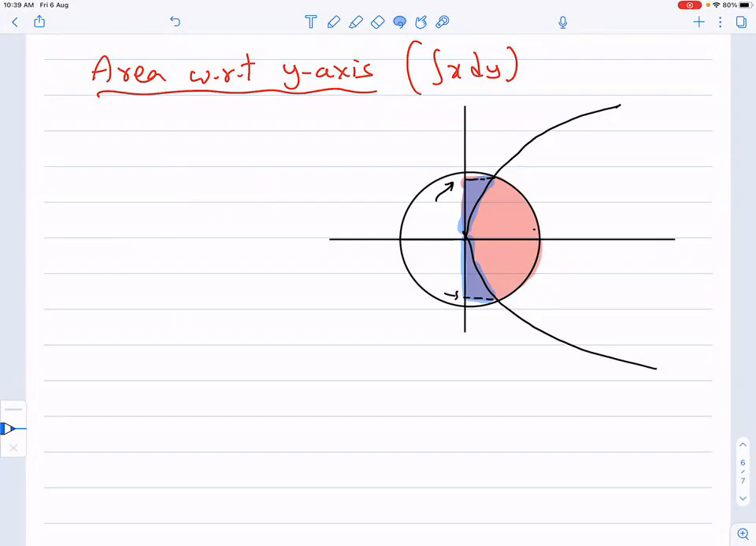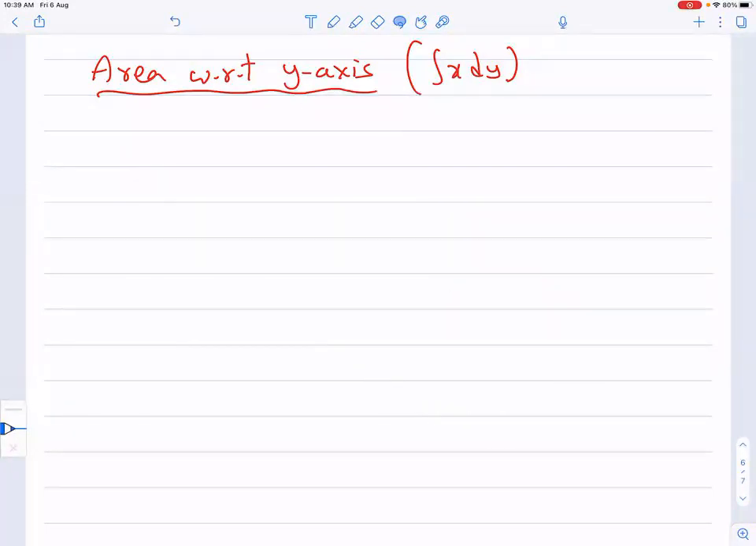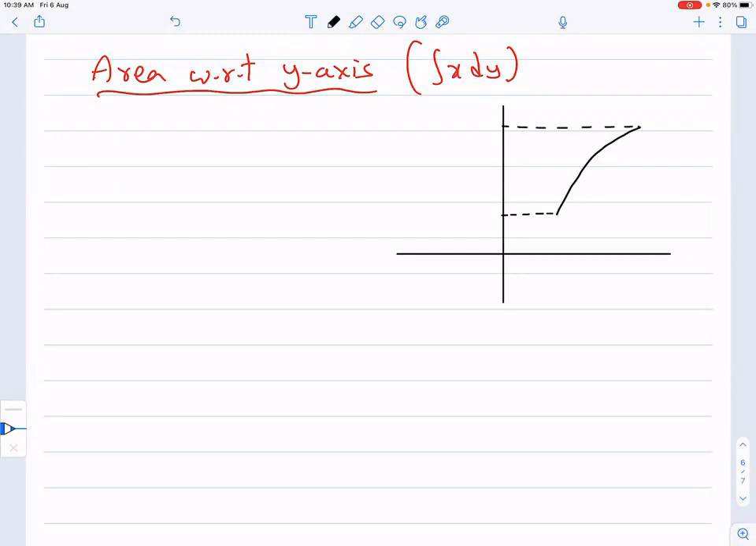Yes, sir. Now let me explain how to find the area with integration with respect to y-axis. Imagine you have a curve y equal to f of x, and the curve is somewhat like this, and we are interested in the area with respect to y-axis. That means this particular portion. It is completely on that side of y-axis. So this area, whatever portion we are looking at, is the area from A to B.